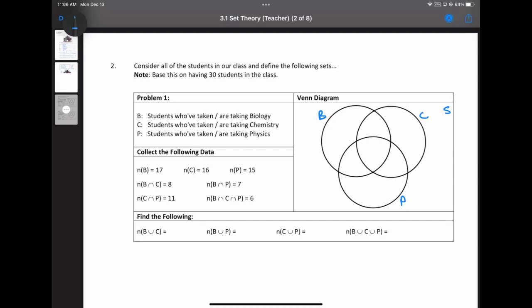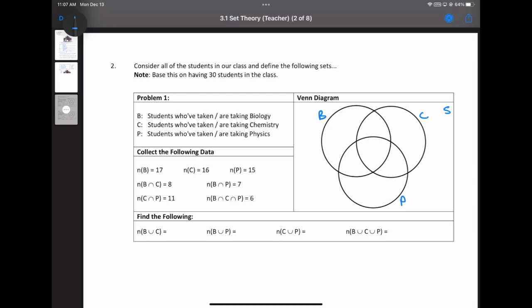And we want to see if we can use that information to fill out that Venn diagram and then answer those questions at the bottom about the different union numbers. So basically the first one that we want to find is how many students are taking biology or chemistry. So they meet at least one of the criteria, but not necessarily both. Possibly both, but not required.